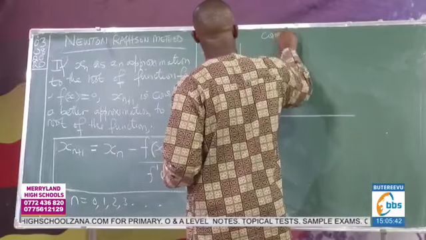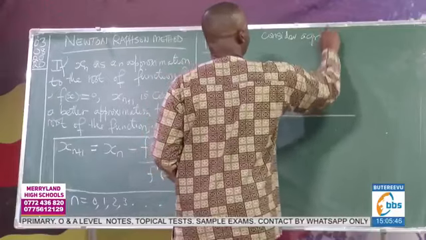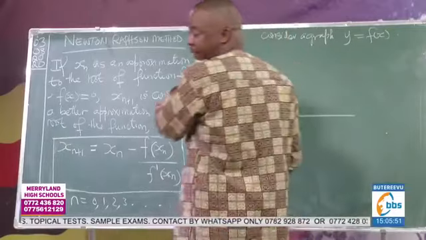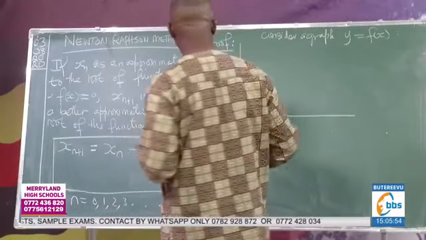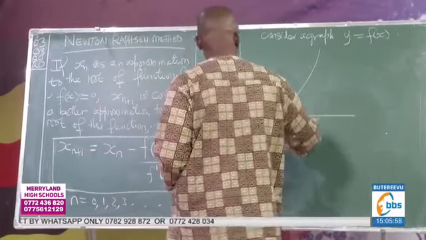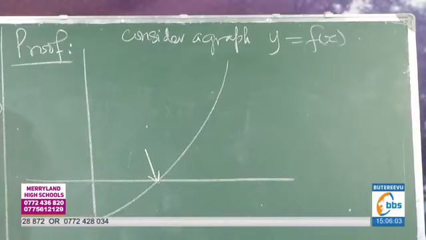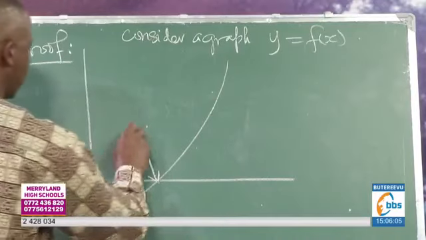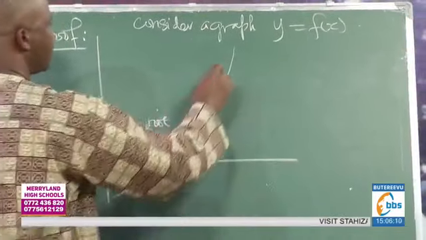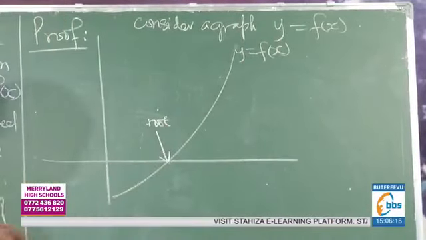We are going to consider the graph of the function y is equal to f of x. And if this graph is sketched as we discussed previously, the root is that value here. This is the root to the equation or to the function. And this is our function y is equal to f of x.